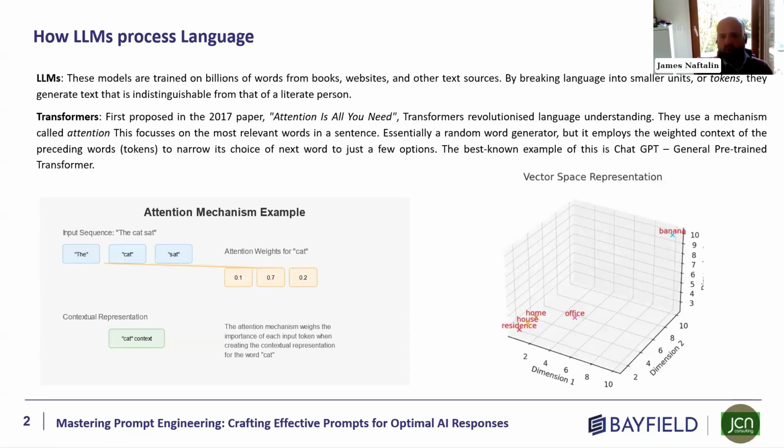Then the large language model uses this mechanism of vectors and attention to project what the next word should be. That is how it processes language. It's effectively a random word generator, but it uses this mechanism of context to narrow down very precisely what the next word should be. So that's a brief introduction to what goes on under the bonnet, shall we say.